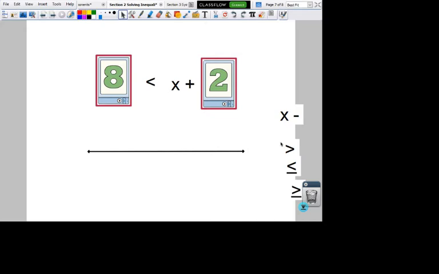Okay. So, our graph is going to start at 6. Right there. And we're going to have one smaller.